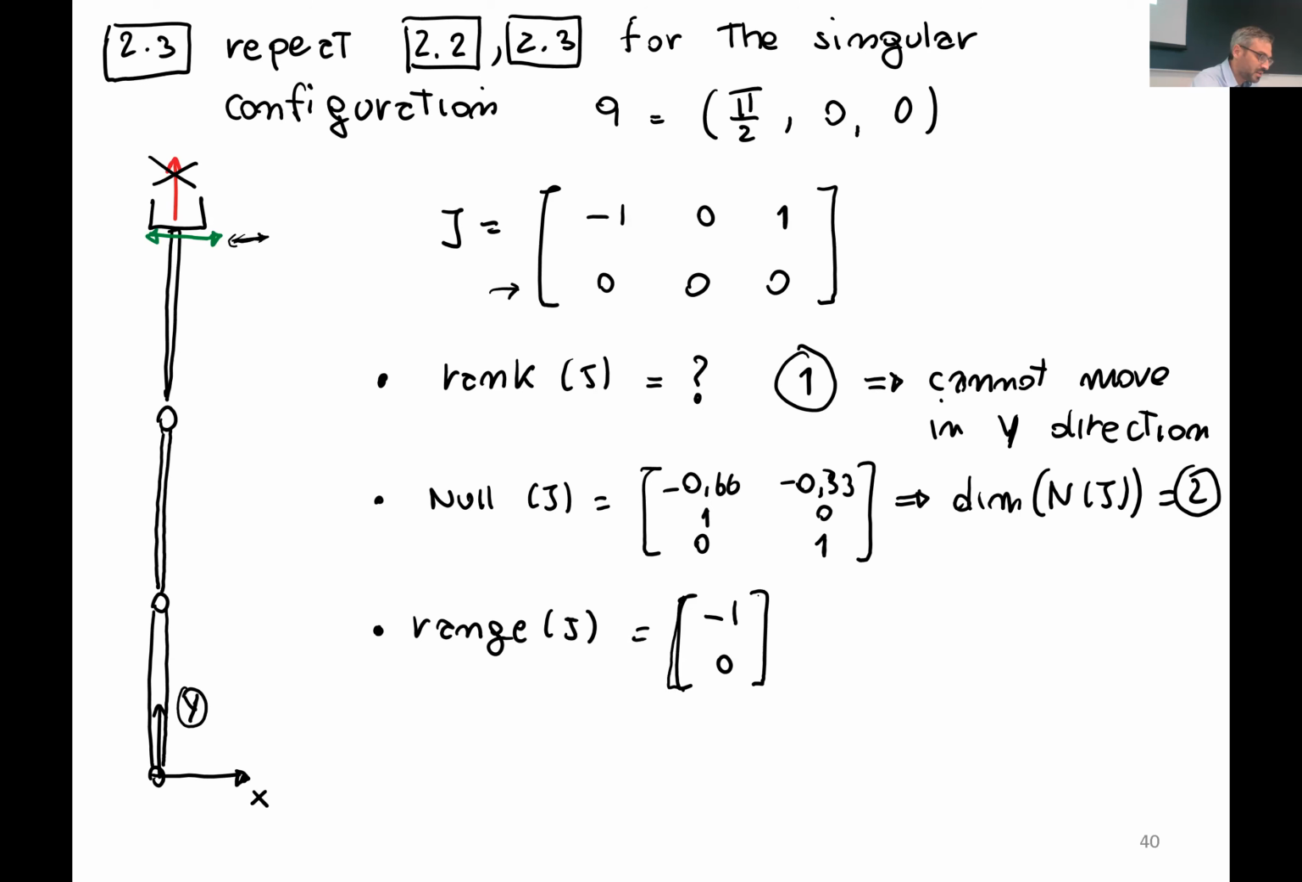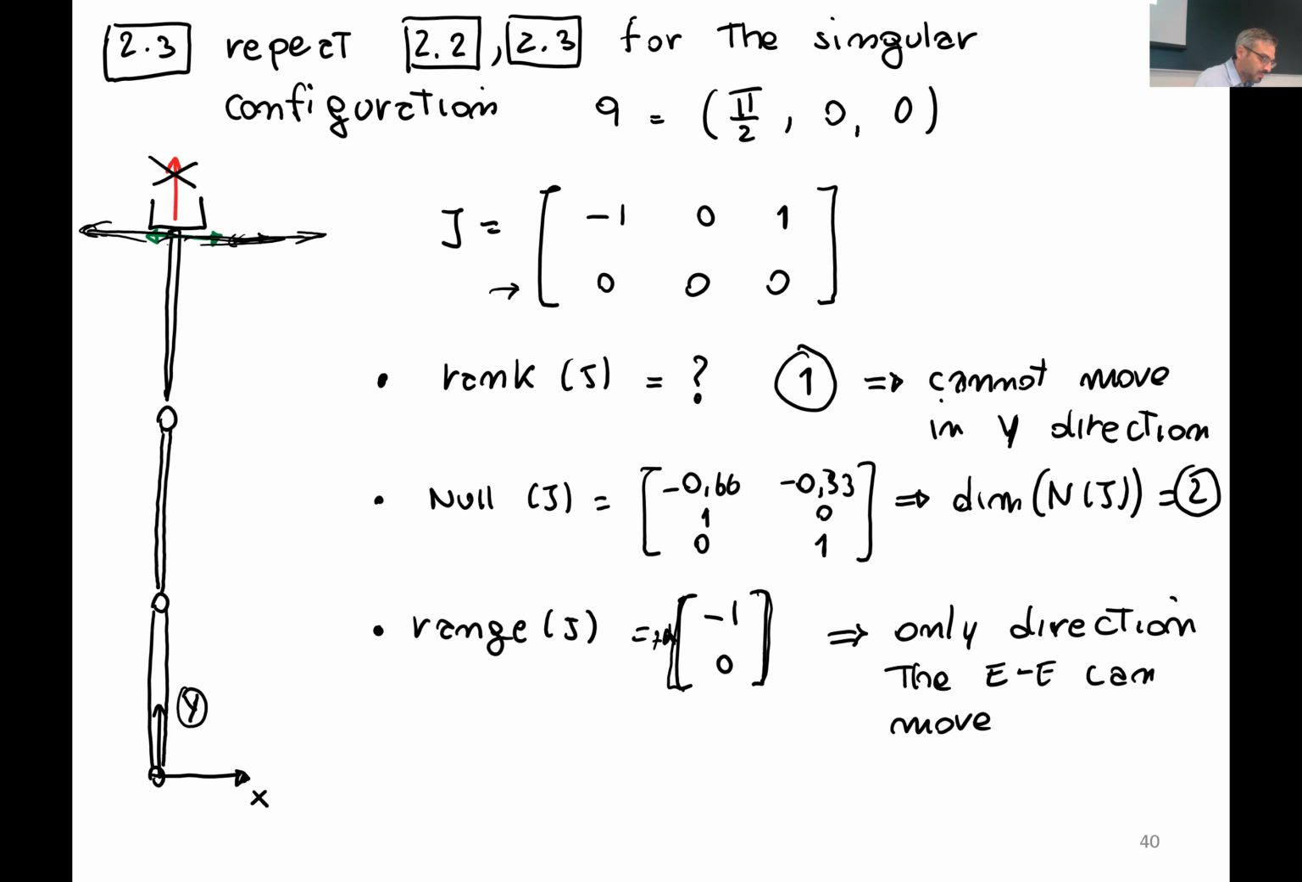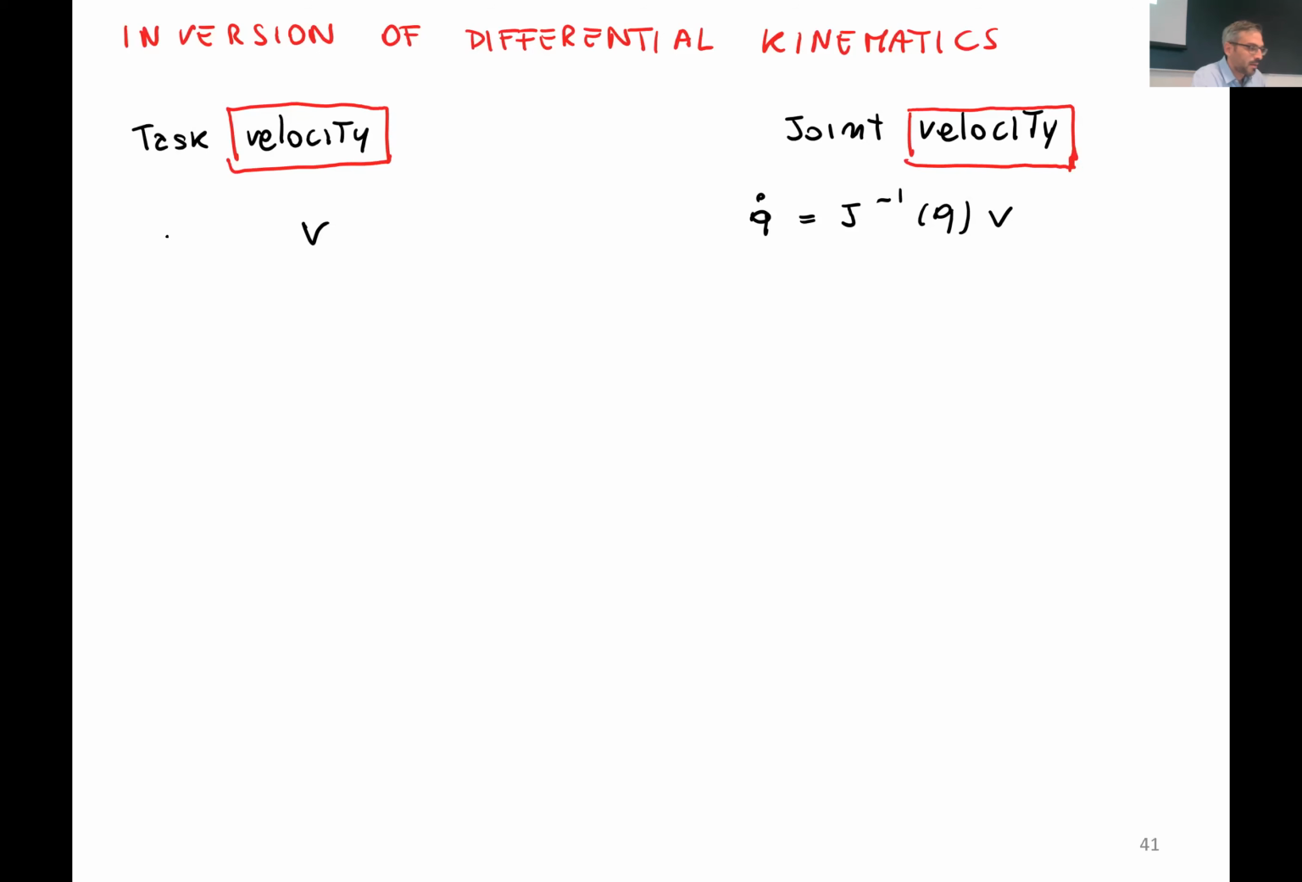And as you see, this is exactly this direction. So if we put a minus alpha here, I can get vectors in this direction, and otherwise, if I put plus alpha, I get vectors in the other. So this represents a direction parallel to the x-axis, and it's the only direction where the end effector can move. Okay.